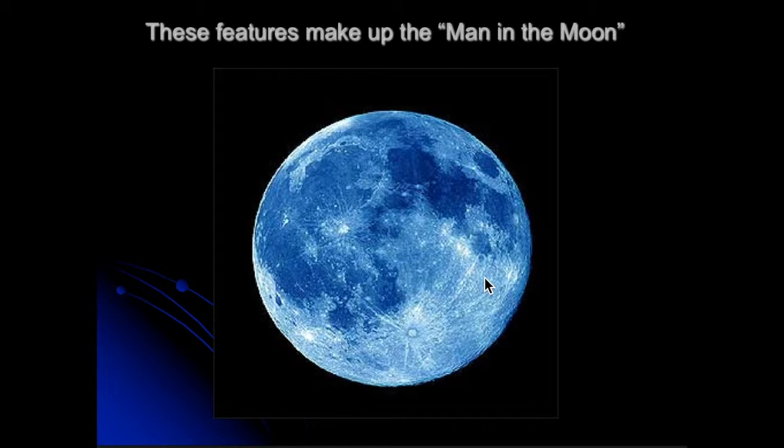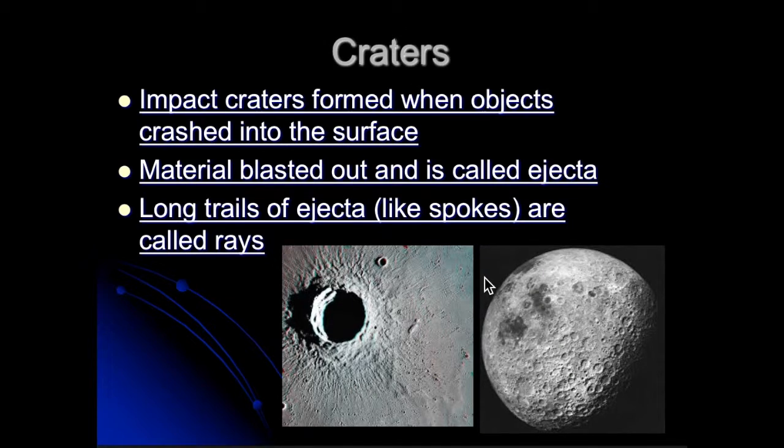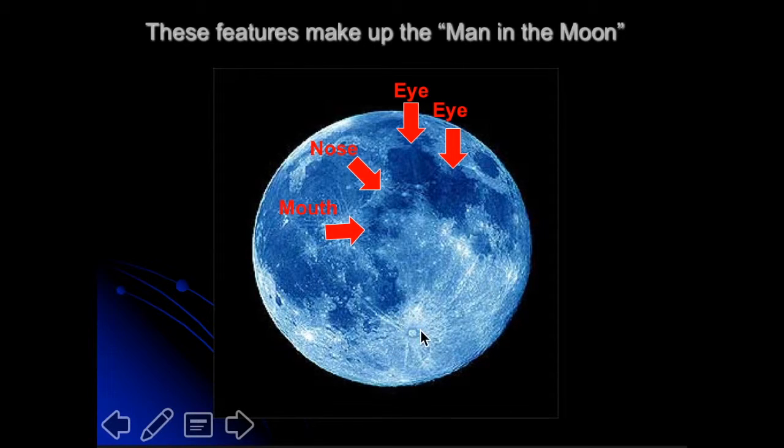So all of these features are what make up the man in the moon, if you've ever heard of this. So if we take a look, there's the first eye. The second eye, you have his nose, and then his mouth would be down here. Taking a look at craters, these craters form when giant objects crash into the surface, and material is blasted out in all directions and is called ejecta. Sometimes you'll get these long trails of ejecta that travel out like spokes, and these are called rays. If we jump back to the last slide, you can actually see down here a very prominent example of this. So you can see this ejecta coming out in all directions. So you can see these rays coming out of this crater.